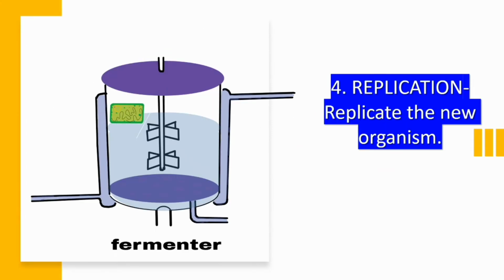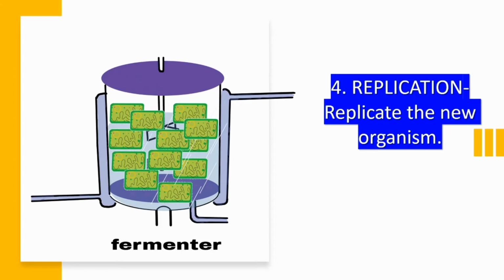The fourth step is replication. Replicate the new organism. After returning the plasmid to the bacterial cell, it will undergo DNA replication and the cell will reproduce. Many cells now have the insulin gene and will undergo different processes to produce insulin drugs.